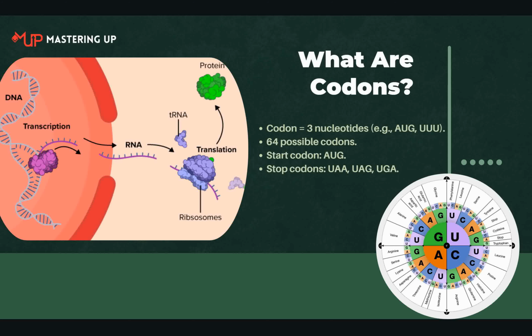So there are 64 possible codons formed from the four RNA bases, that is adenine, guanine, uracil, and cytosine. Among these, 61 code for amino acids, while three serve as stop signals that mark the end of a protein chain. These stop codons include UAA, UAG, and UGA. So this is about codons.